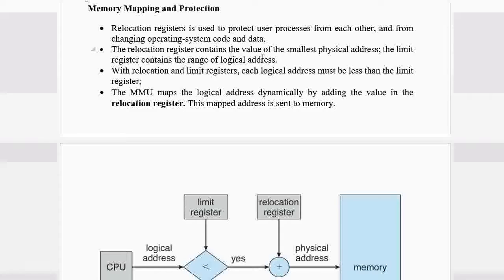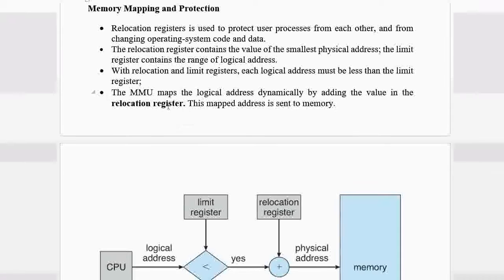The relocation register contains the value of the smallest physical address, that is usually the base address, because the relocation register is a base register itself, and the limit register contains the range of the logical addresses. With these two registers, each logical address must be compared with the limit register, and it should be less than the limit register.